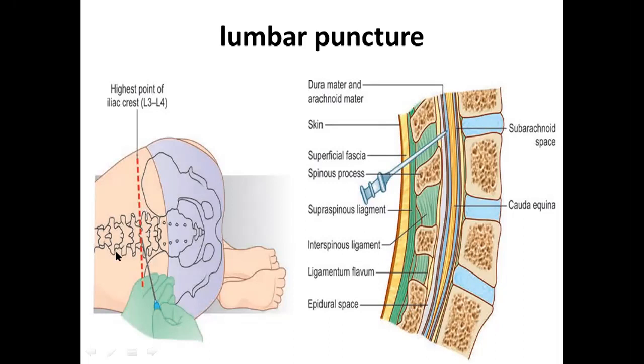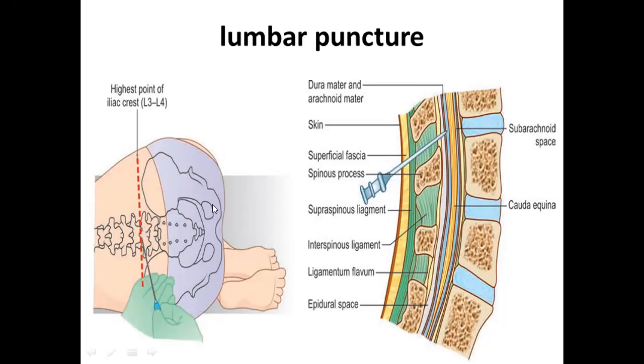You ask your patient to lie on his side in a flexed position. Here the upper border of the iliac crest lies opposite the fourth lumbar vertebra. Above it, we find the space between the third and the fourth lumbar vertebrae. Also, we may meet it between the fourth and the fifth lumbar vertebrae.